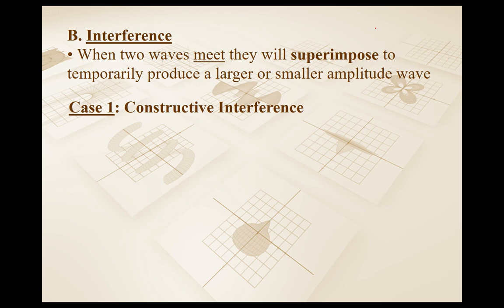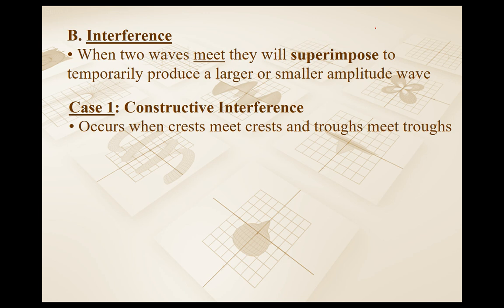You have constructive and destructive interference. We're going to talk more about the conditions necessary to produce this. Constructive interference occurs when crests meet crests or troughs meet troughs, which means that the waves are in phase. We know that.